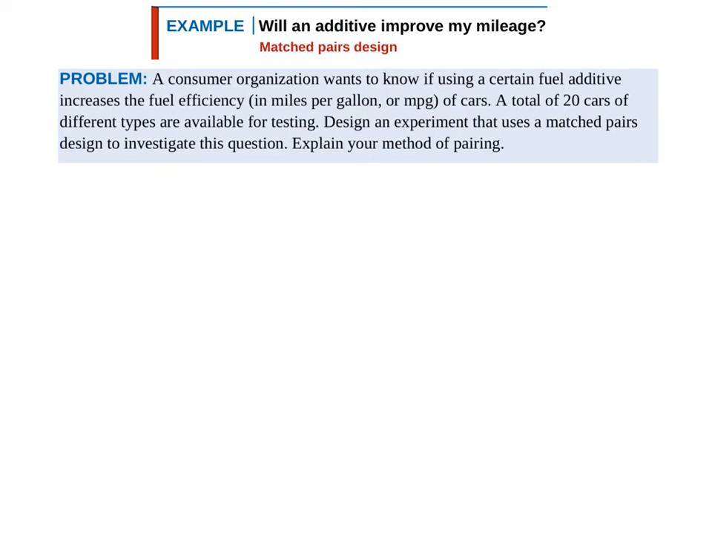All right, one last example. Will an additive improve my mileage? So the problem says a consumer organization wants to know if using a certain fuel additive increases the fuel efficiency in miles per gallon, or MPG, of cars. A total of 20 cars of different types are available for testing. Let's design an experiment that uses a matched pairs design to investigate this question. And, let's explain our method of pairing.